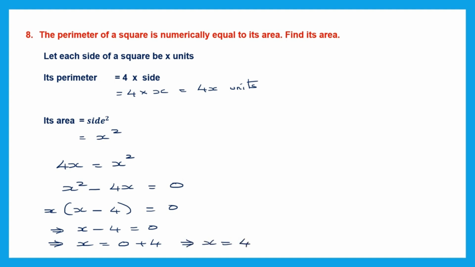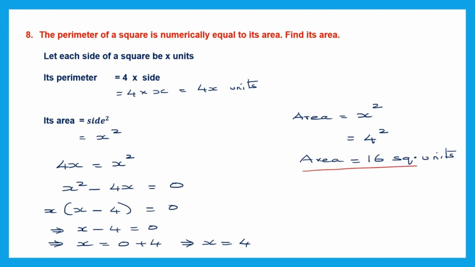Now we are asked to find the area. So in the beginning we said area is side square and side is x, so x square. Now we have found the value of x. X is 4. So 4 square. 4 4s are 16. So we have found the area. Area is 16 square units. We don't know what the units are, so we are writing it as simply square units. So final answer, area is equal to 16 square units.